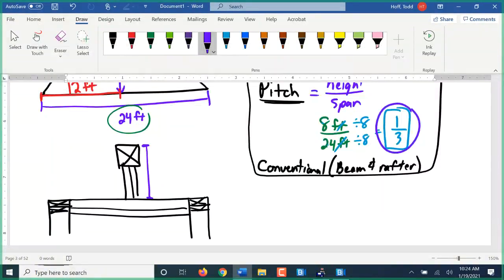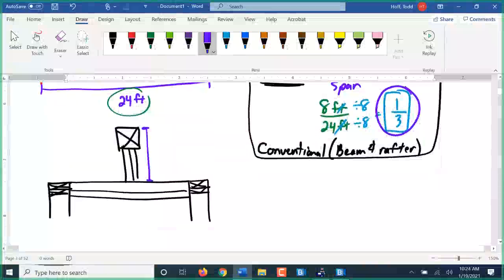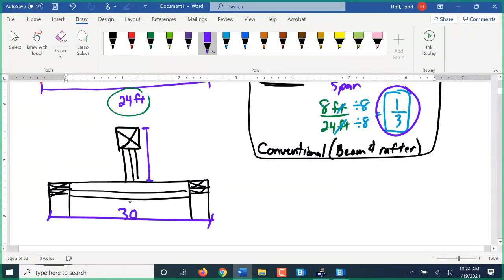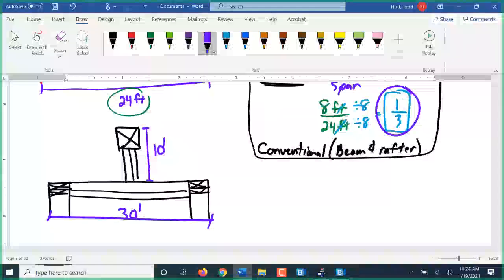Well, a pitch of 1/3 is telling us that you take the span here, let's say that's 30 feet. Well, what's 1/3 of 30 feet? 10 feet. So the top of the ridge beam would be 10 feet above the top of the wall. So that's what the pitch describes: how far above the top of the wall we set the top of the ridge beam to get the desired slope on that roof. That'll form the attic, yes.